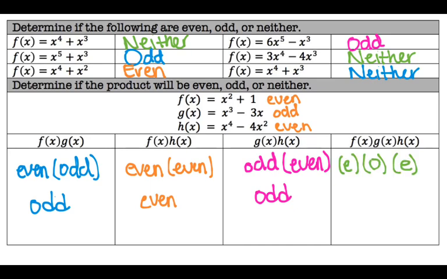And f of x times g of x times h of x is an even times an odd times an even. So that would be odd.